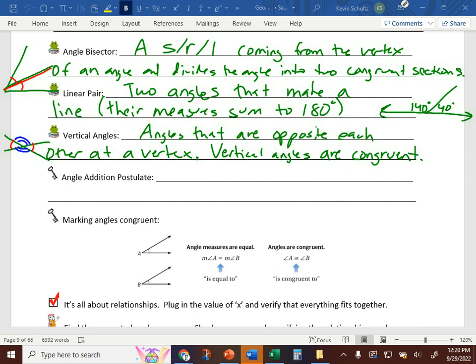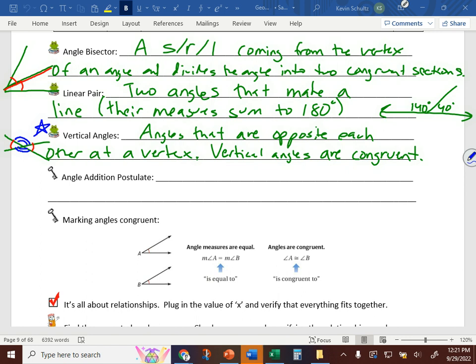If I had to pick the top 3 theorems or relationships you'll use during the year, this is one of the top 3. So this is one you definitely want to commit to memory.